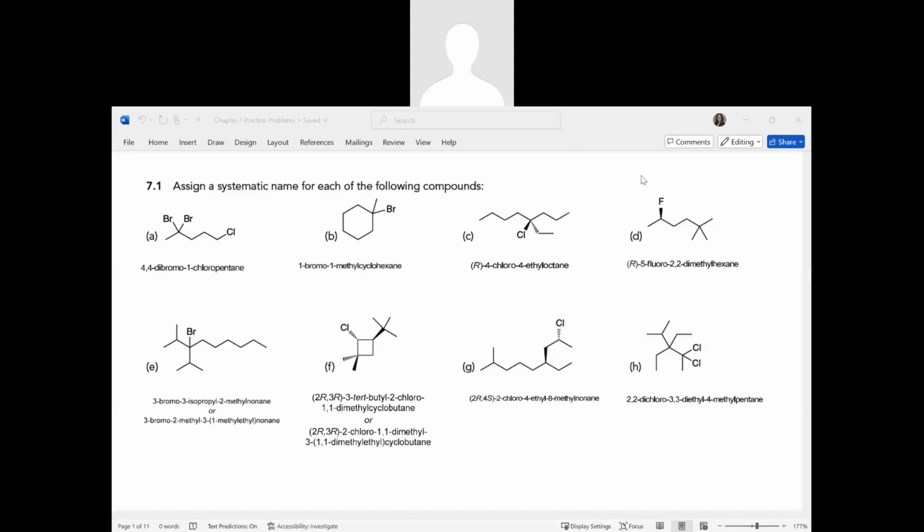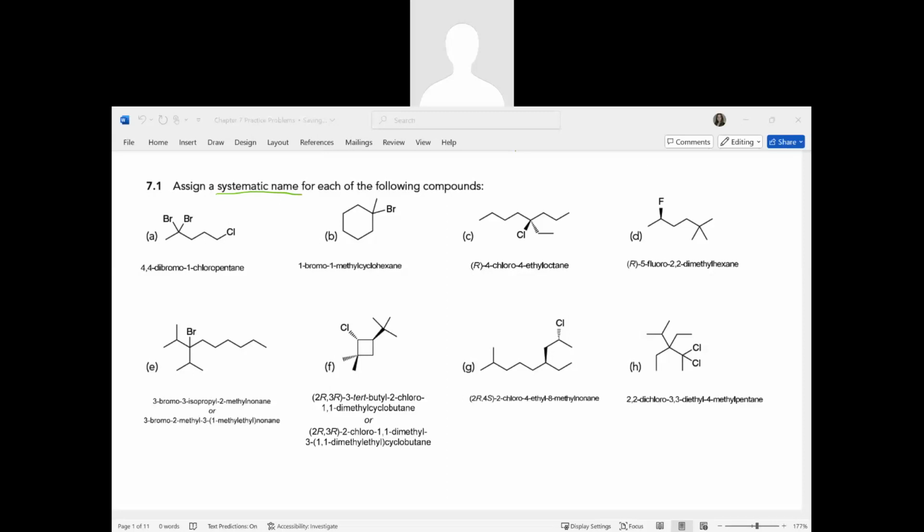In this first problem from Chapter 7, we are asked to assign the systematic name for each of these compounds. If you recall, the steps for assigning the IUPAC nomenclature include determining the parent in the compound, locating substituents, giving locants to substituents, then alphabetizing those. And then if there are any chiral centers, we'll also have to indicate configuration. So I've placed the names of each of these compounds below, but I will quickly go through the background as to how these names were determined.